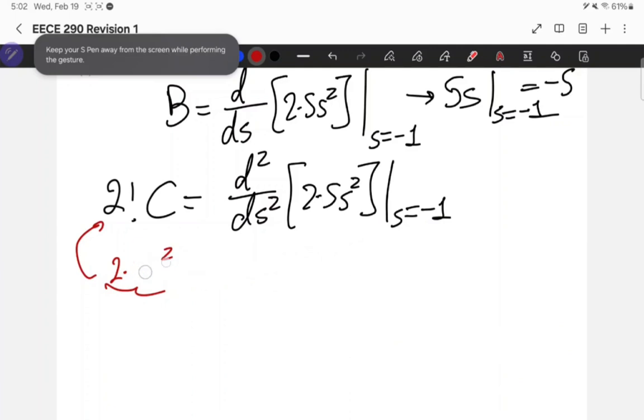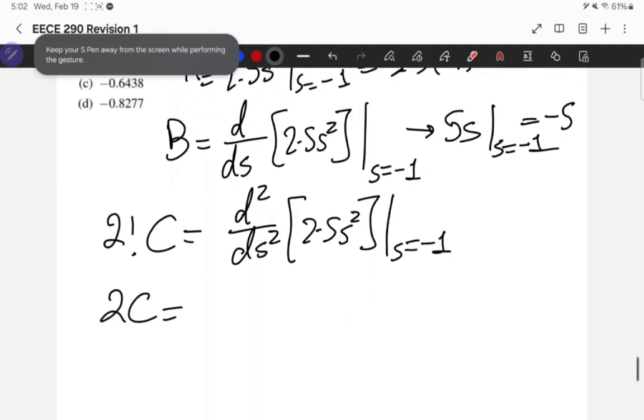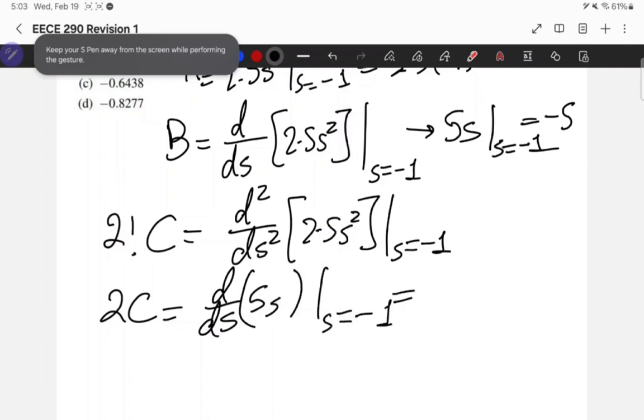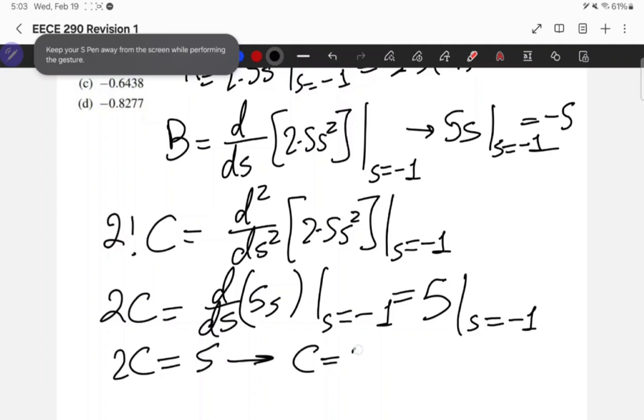This is how 2 factorial is multiplied by c. So if I do the derivative, 2c is equal to, now I did the derivative once, the derivative once is 5s easily, we can see this, evaluated at s equal minus 1. Derivative once again, this is 5 evaluated at s equal minus 1, so 5. So 2c is equal to 5, so c is equal to 2.5.